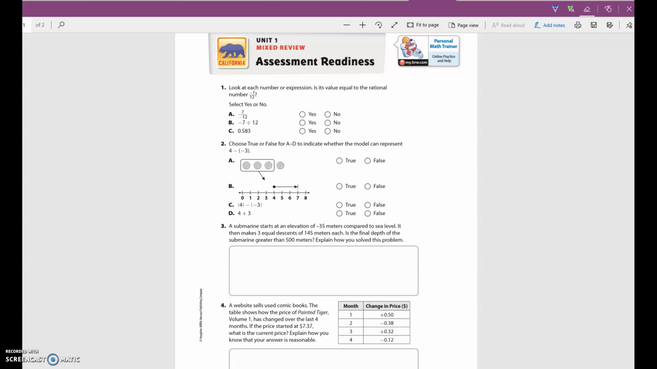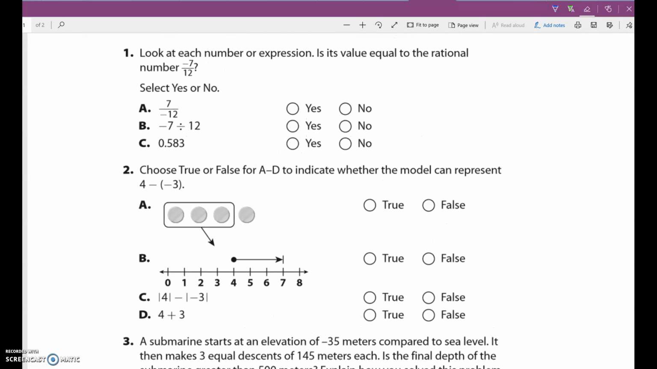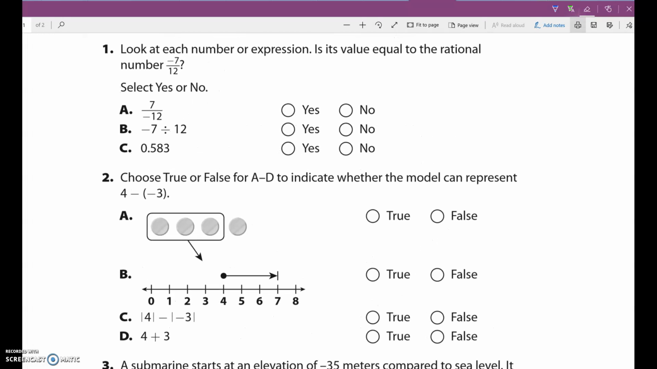Hello everyone, as we are gearing toward the end of our unit and we are going to take the big test on Thursday, just letting you know we want to go over these questions to practice.